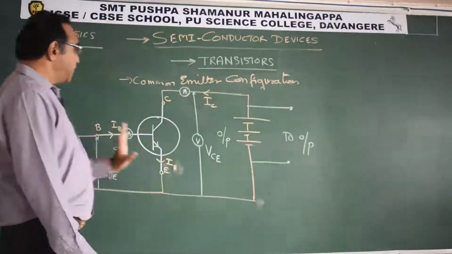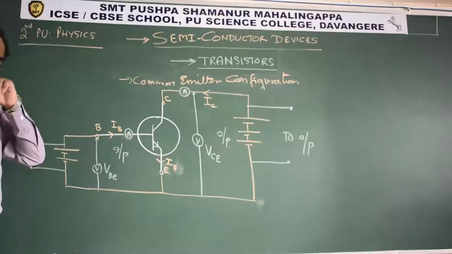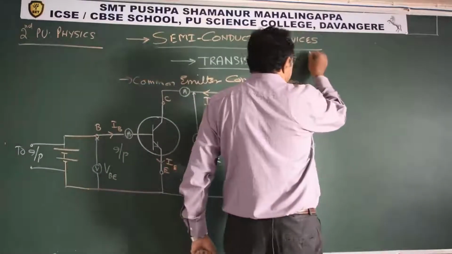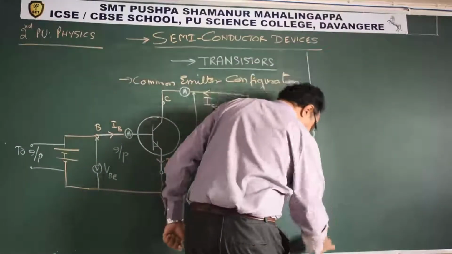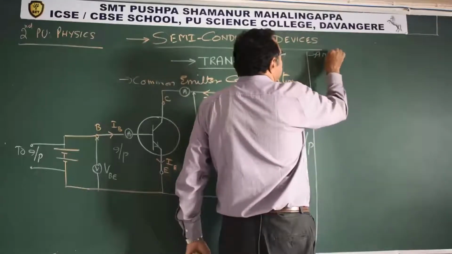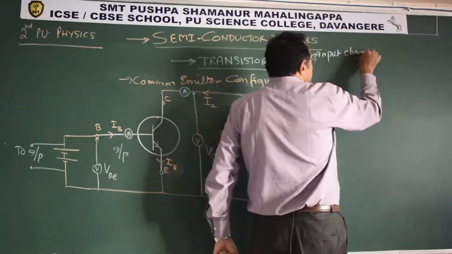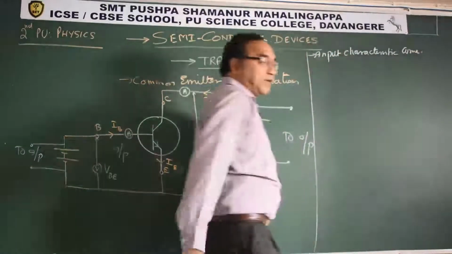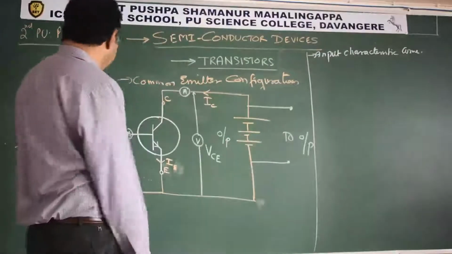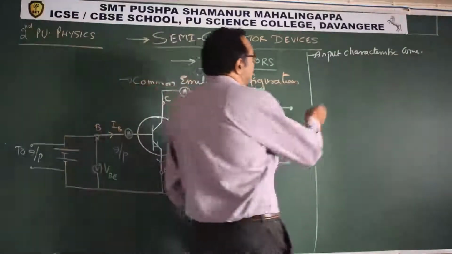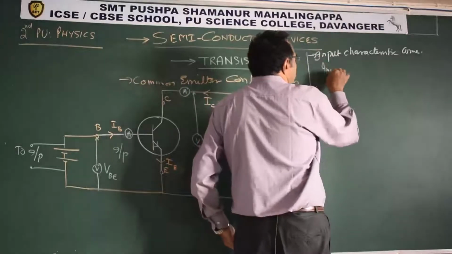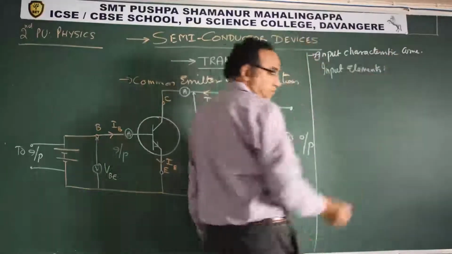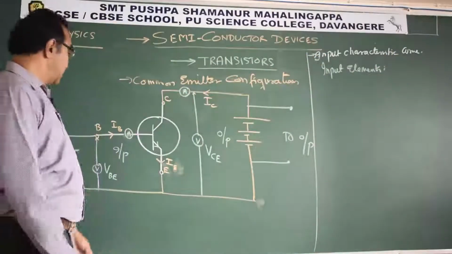Now this is exactly what a common emitter configuration is. Now what do we study here? First we will take the input characteristic curve. What is the input characteristic curve? What do I need here? Input elements. What are the input elements? Elements of the input circuit.